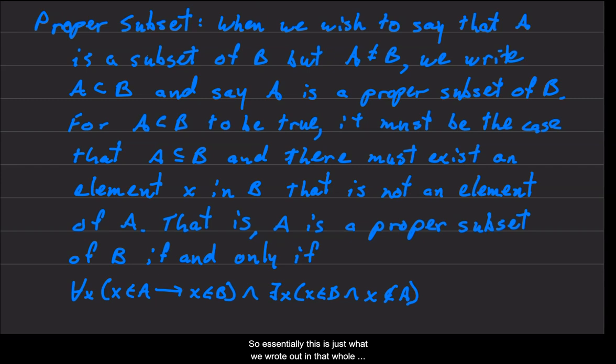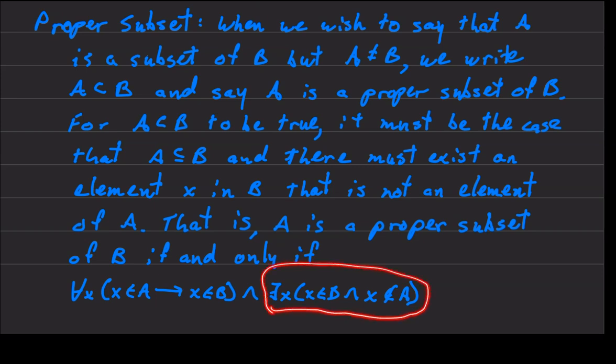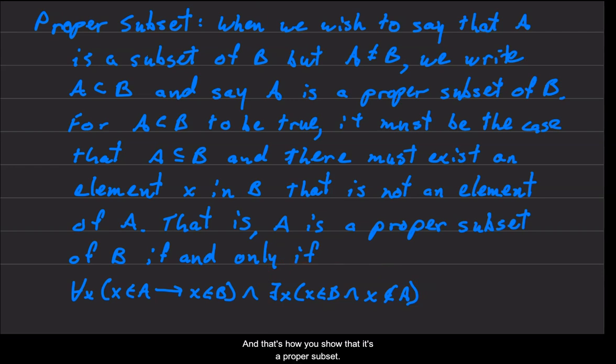So essentially this is just what we wrote out in that whole paragraph above. You start with the existing definition of a subset, meaning for all X, if X is in A, then X is in B, and your new thing that we added here to be a proper subset, being there exists an element X where X is in set B and X is not in set A. And that's how you show that it's a proper subset.